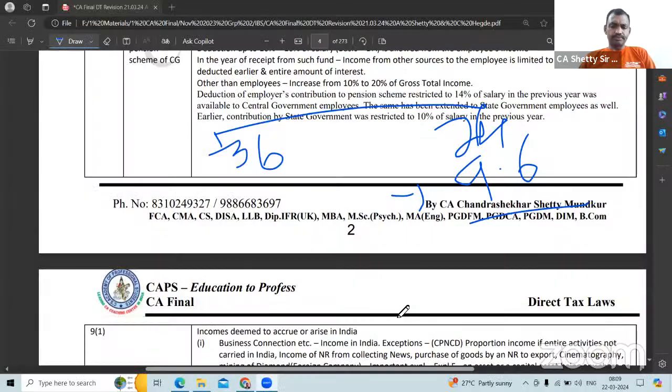Add surcharge at 10%. Which is the bracket? Why? Since total income is greater than 50 lakhs. What is total income? 50,40,000. Since total income is 50 lakh 40,000, above 50 lakh, 10%. How much does it come to? 35,700. Add it up: 3,92,700.